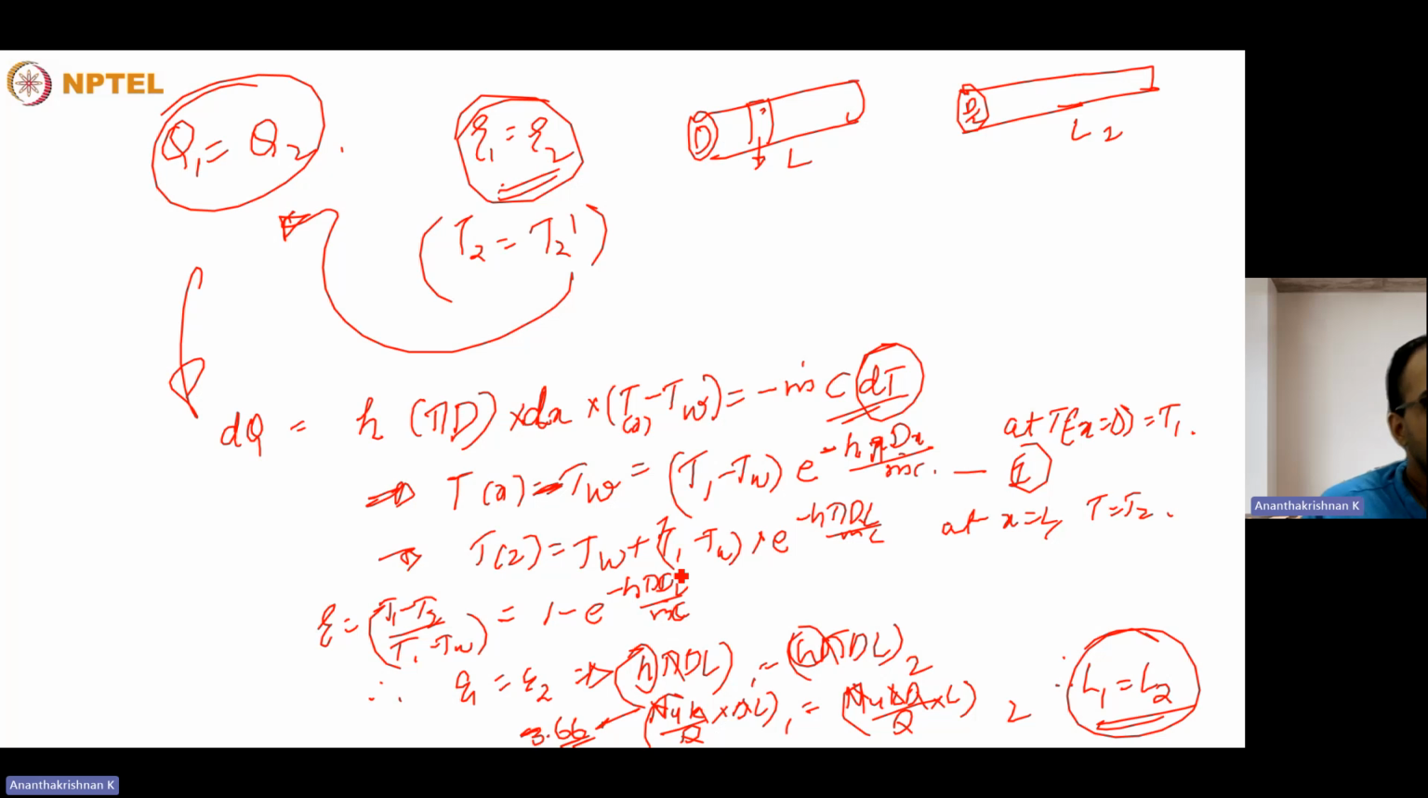with the same effectiveness, the final temperature will be the same. But if you reduce the diameter of the tube by half, what will be the change in the length? Basically, this analysis says that for the same effectiveness, even though we reduce the tube diameter by half, it is not going to affect the length. The same length can provide the same effectiveness. That's what this analysis of constant wall temperature says.